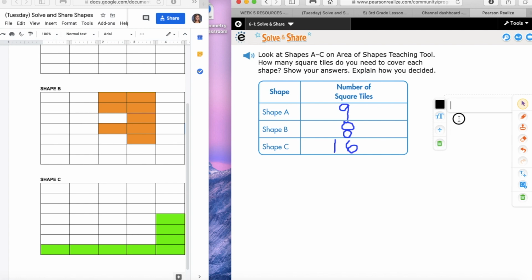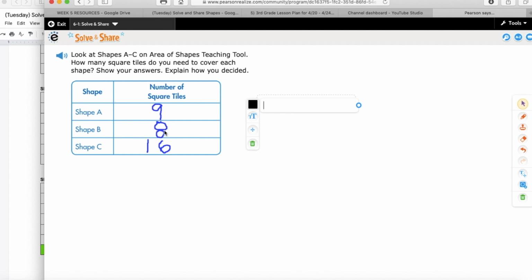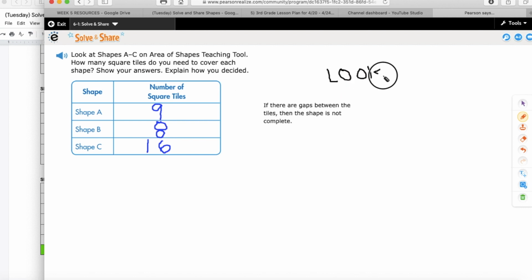Oh, I'm trying to move my text box. So at your look back, go ahead and write: if there are gaps between the tiles, then the shape is not complete. Okay, so that is your look back and your solve and share. Go ahead and move on to page 210, and we're going to go on to Fred.